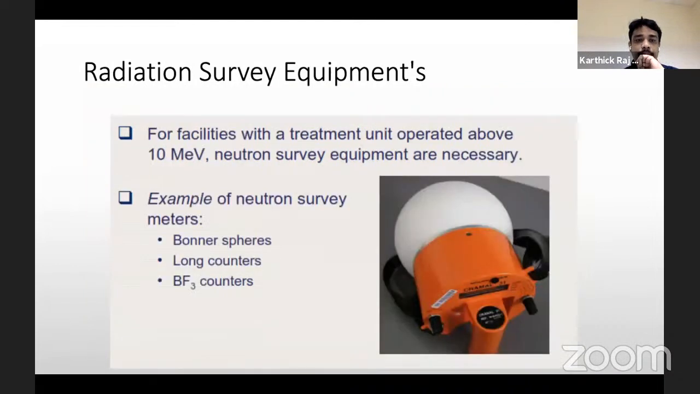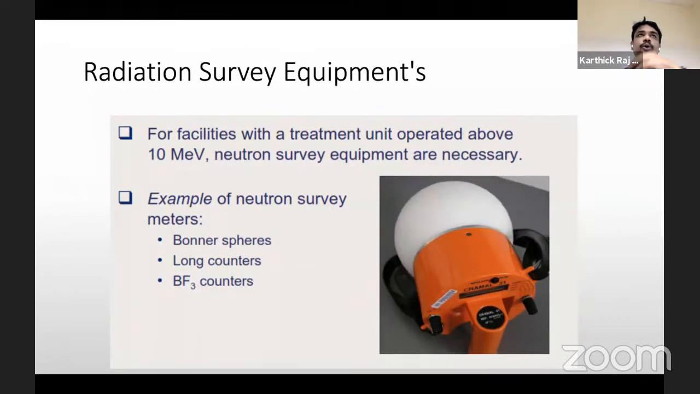It's very important. Another important thing is when you have a LINAC energy of more than 10 MeV, as you know, there is interaction of radiation with matter. You have a disintegration of an atom, so there is a possibility of neutron production once it's more than 10 MeV. So neutron survey is a very important component. Neutron survey meters are normally very expensive. Not many centers in India have this. Most of the time the vendor brings this and does the survey for you.